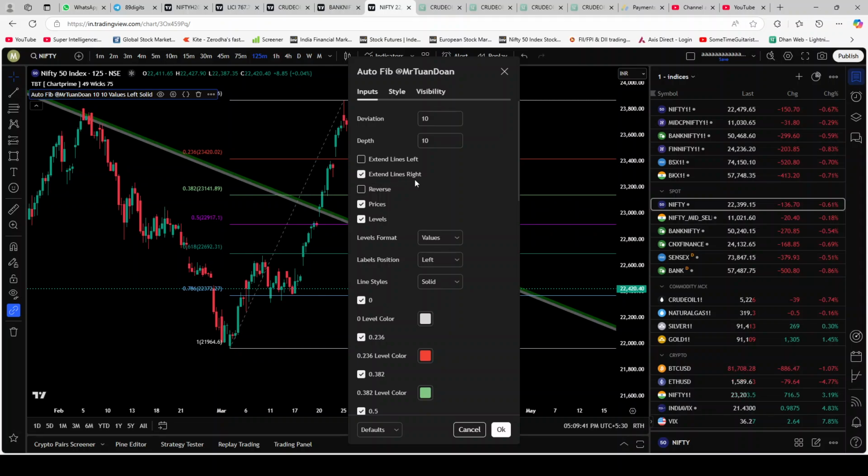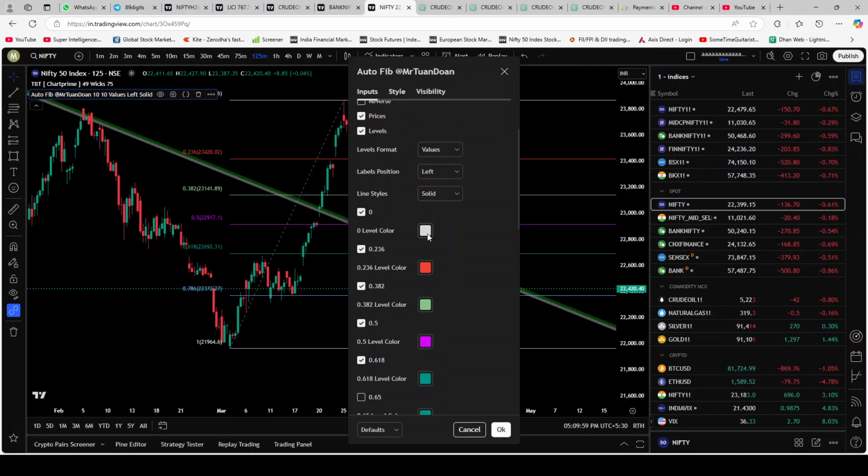I extend the lines on the right. Prices are mentioned. Levels are mentioned. That means it's telling me the price and the level over here. If I untick these two, they'll go away. All right, if I just want to see the levels, it'll show me. Prices also it'll show me. So I keep this extended line, price and levels ticked.